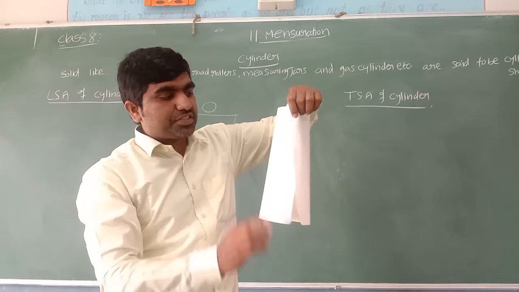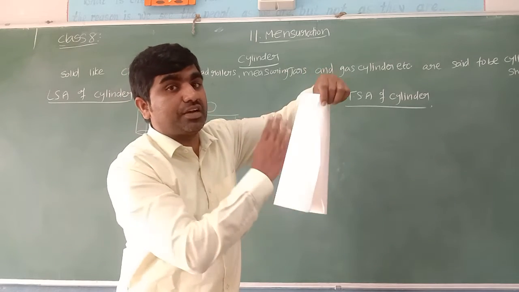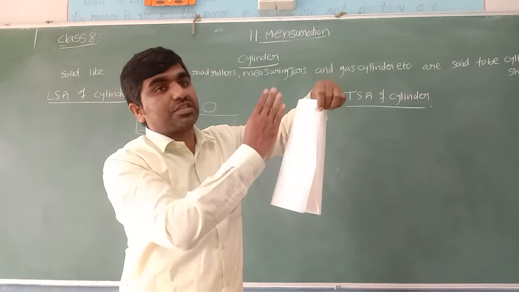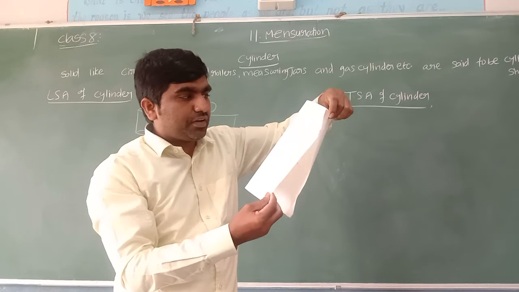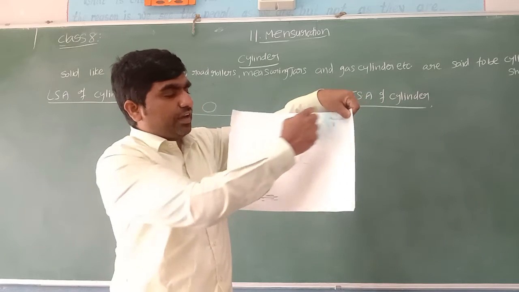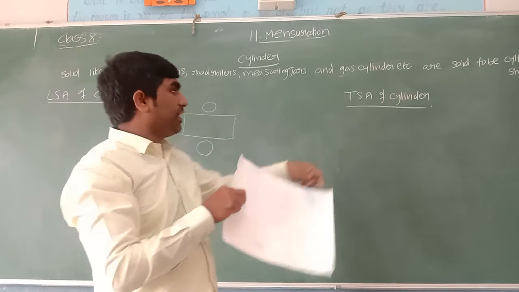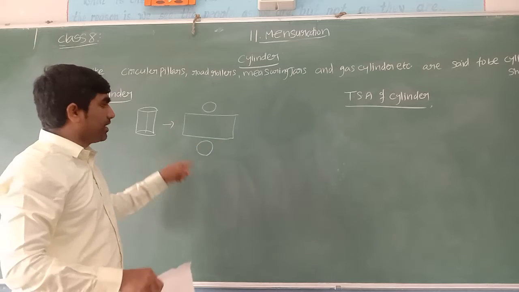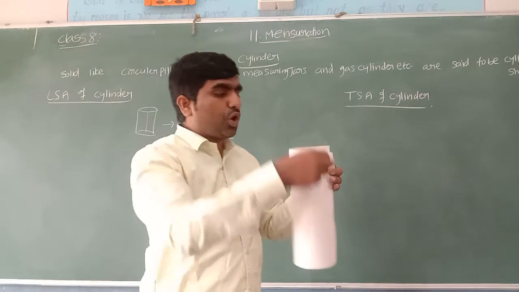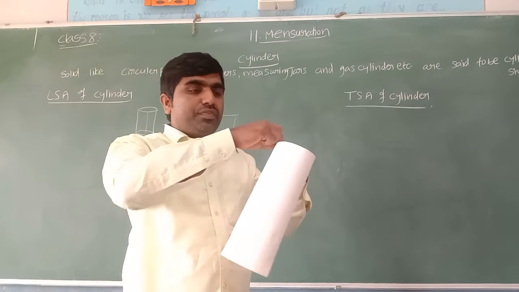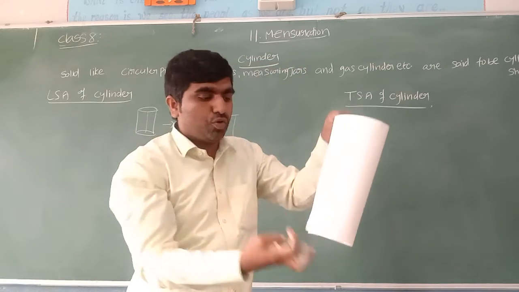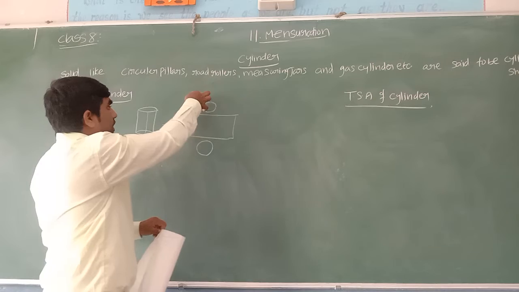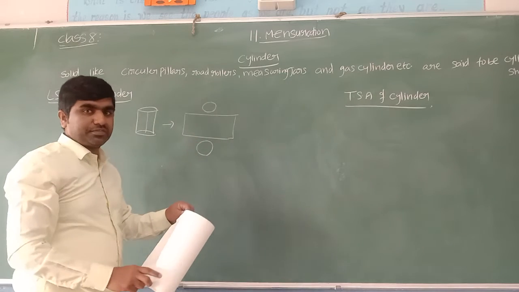Presently, as a cylinder, this curved face is called the lateral surface area of the cylinder. But when I open that, the LSA becomes a rectangle. Here the top is open, but if the top is closed, we can cut and remove the top circle and the bottom circle. Here I removed the top and bottom circles.